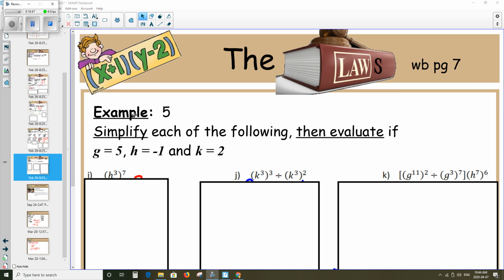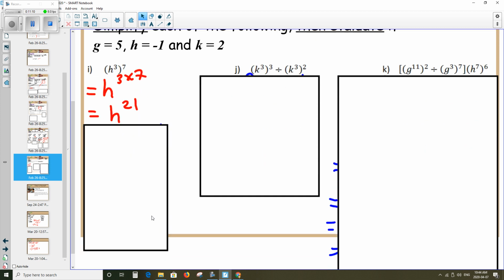And the last example, example 5, has 3 parts. It says simplify each of the following and then evaluate, where g equals 5, h equals -1, and k equals 2. So we're going to simplify first before we evaluate. How do we simplify h cubed to the 7? Powers of powers here: 3 times 7 is 21. So we have h to the 21.